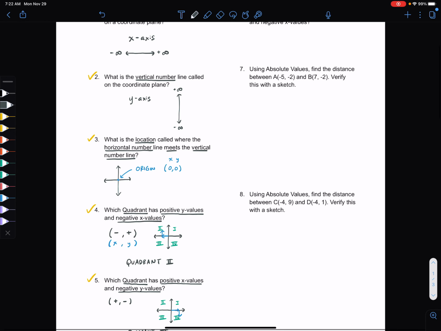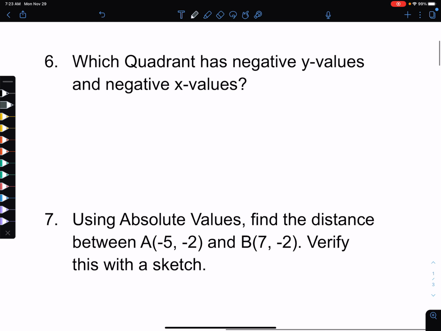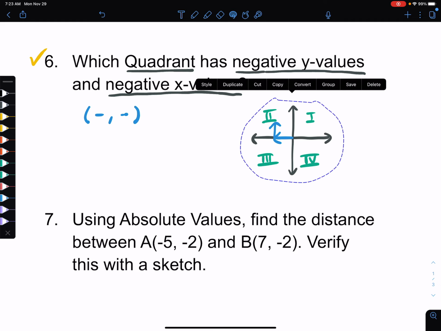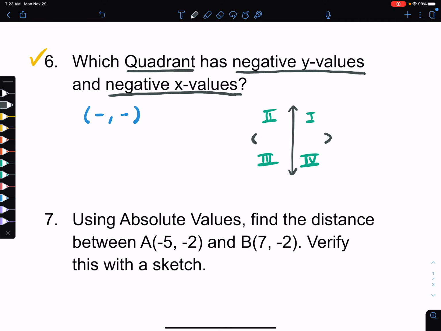Let's keep on going. Number 6, let's give this a try. Again, if you'd like to pause and try it on your own, go for it. Otherwise, we can do it together. Which quadrant has negative y values and negative x values? Okay, so we're going to have a negative and a negative. Where would negative be? I should have copied the one that it doesn't have there. I guess this is the last one, so it doesn't matter. Negative x means we go to the left, and then negative y means we go down. So this point would be located in quadrant 3.